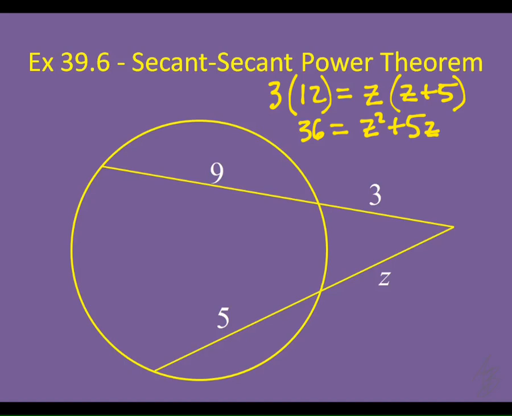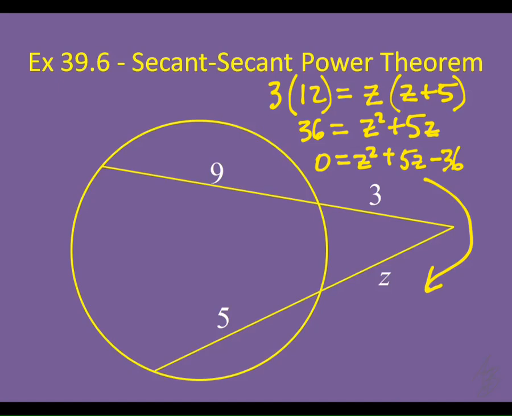Okay, and what would you do next, Weston? Aaron? Z squared, or subtract 36 from both sides. Oh, Z squared, good. So we want to set it equal to 0, so we'd subtract 36 from both sides. And Aaron, tell me again, what would you get? Z squared plus 5z minus 36 equals 0. Okay.